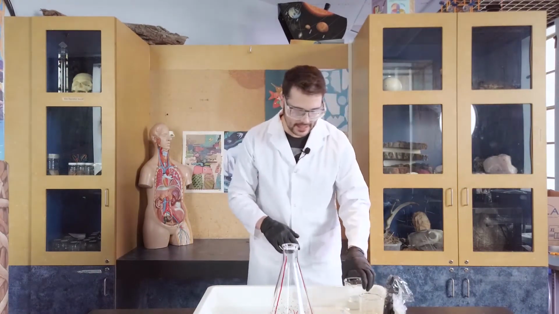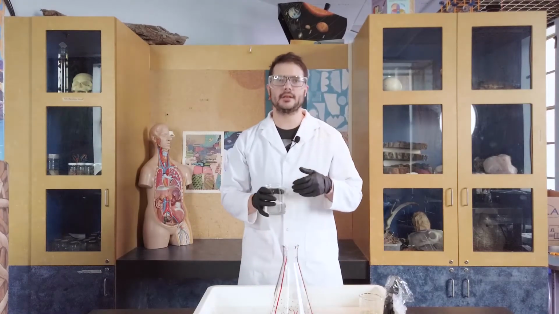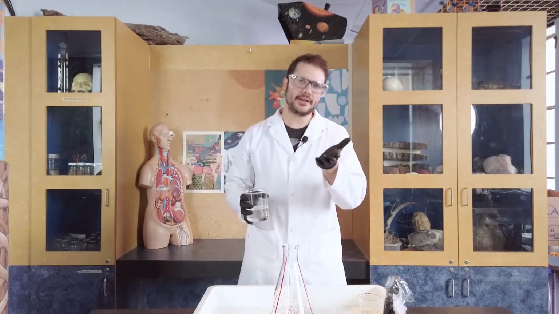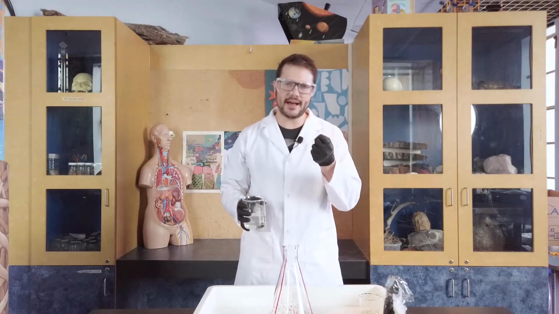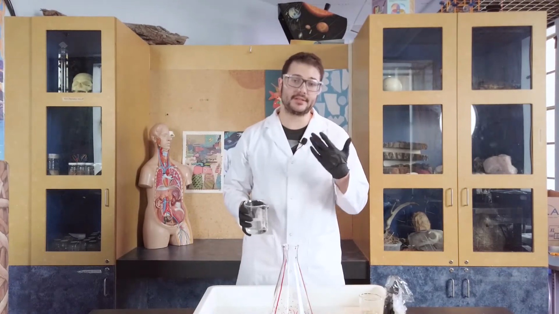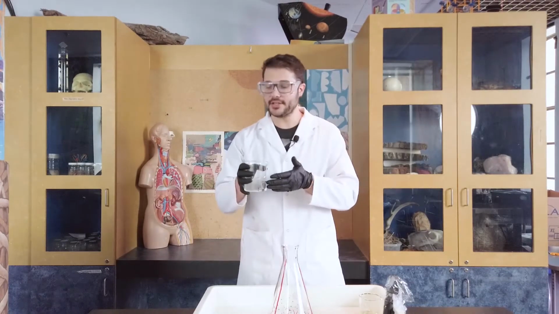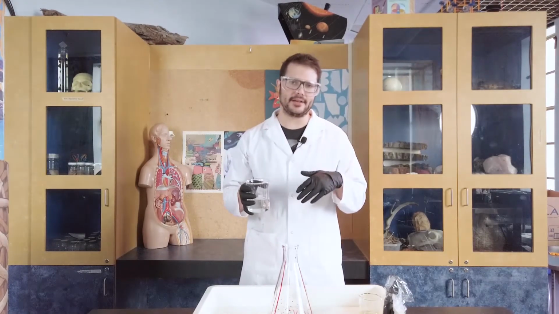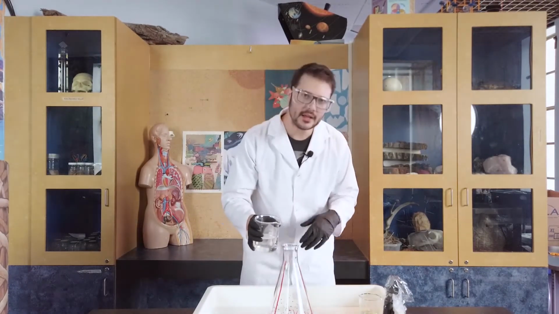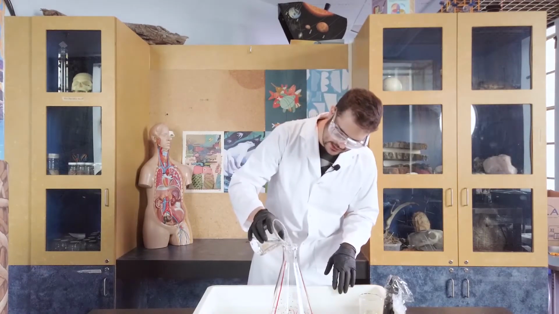Next, we're going to add our hydrogen peroxide to the flask. Now, hydrogen peroxide naturally breaks down into water and oxygen gas. However, that reaction happens very slowly. Over time, this would just become water, but we want to speed it up. And to speed it up, we're going to add something called a catalyst to our reaction. So let's add that in there.